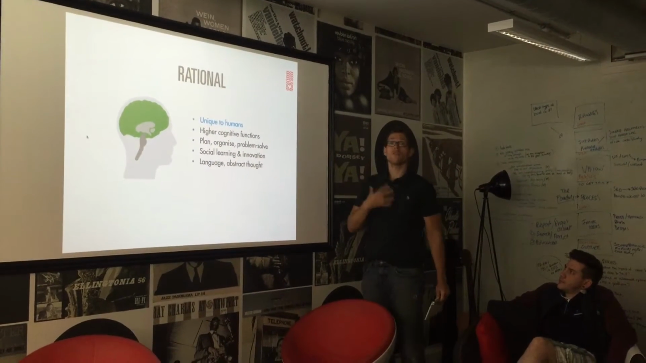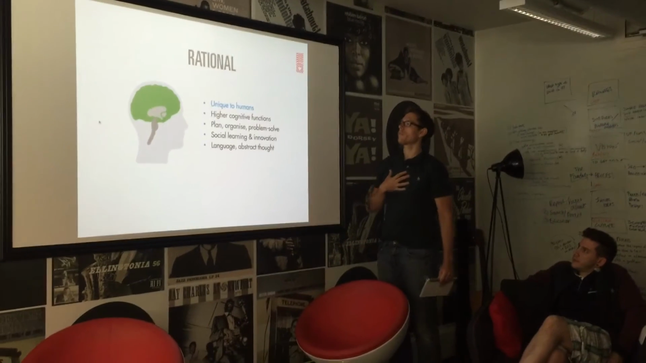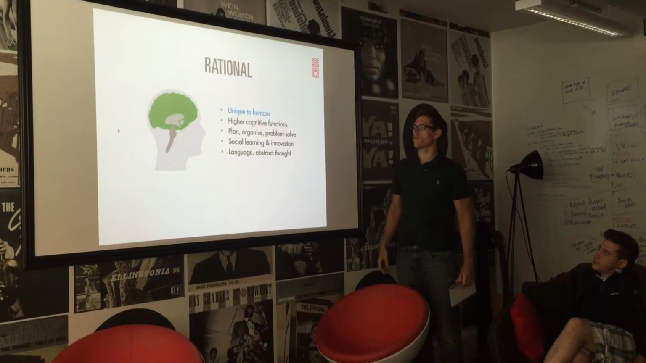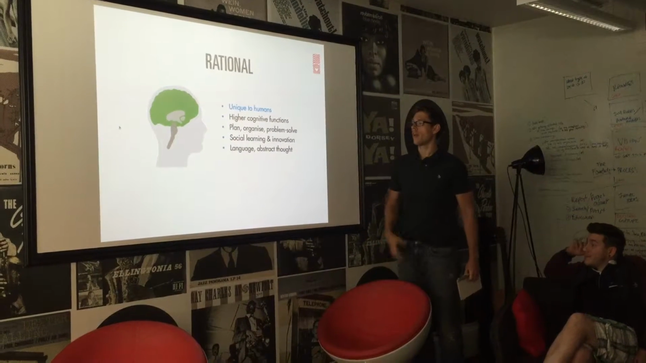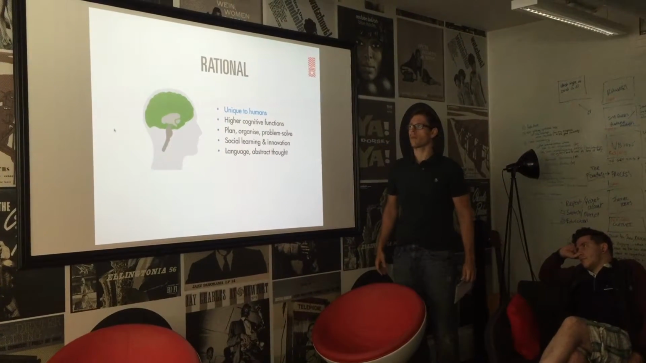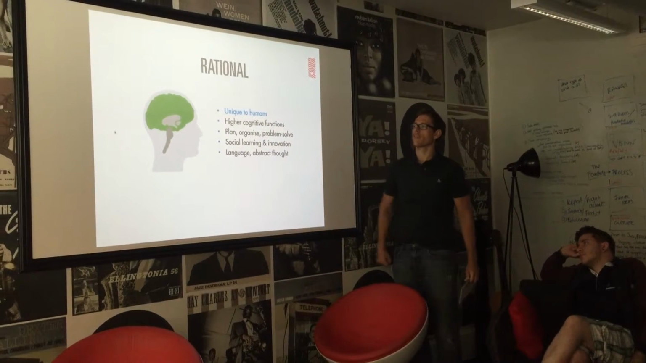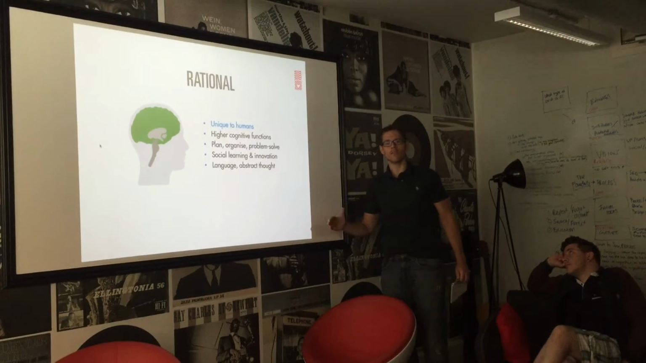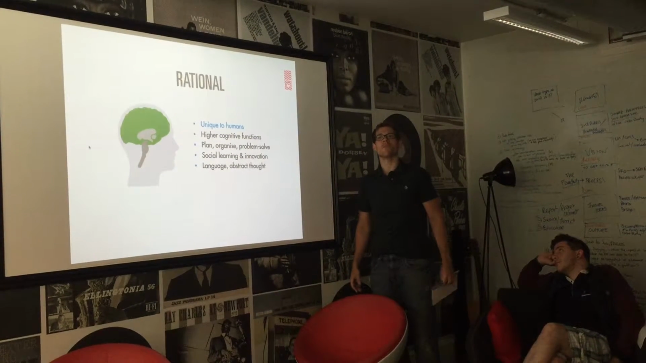And then finally, but not even least, is rational. This is the one that's unique to us. Animals don't have this. It's a higher cognitive function. We plan, organise, problem solve. It's where our social learning and innovation takes place, and it's where our language and abstract thought takes place. This is the bigger part of your brain, as it shows, but actually it's quite lazy, and it quite happily just ticks along. It doesn't need much maintenance.